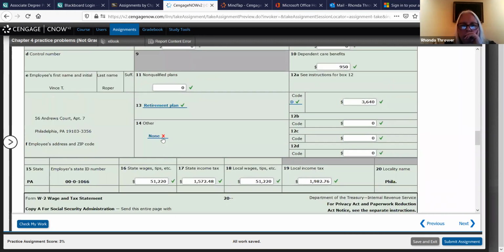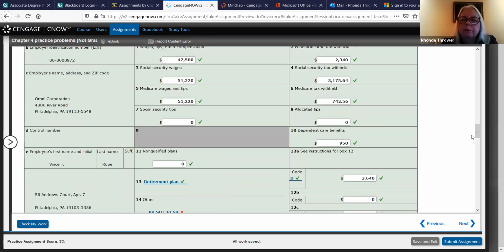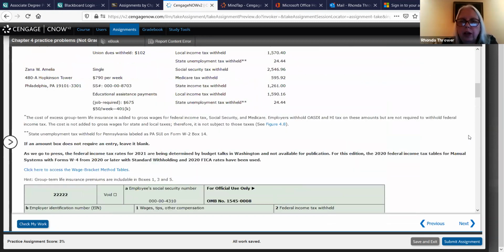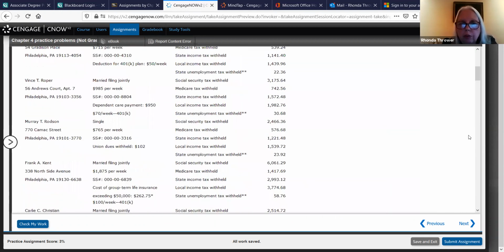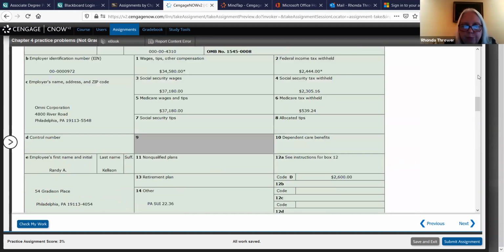And they didn't like box 14, so let's see. Oh, we did have some state unemployment tax, and that's what goes there. So I apologize to you for that. And that state unemployment tax, let me show you where that came from. It was given right here. So you have to put that in that other box.